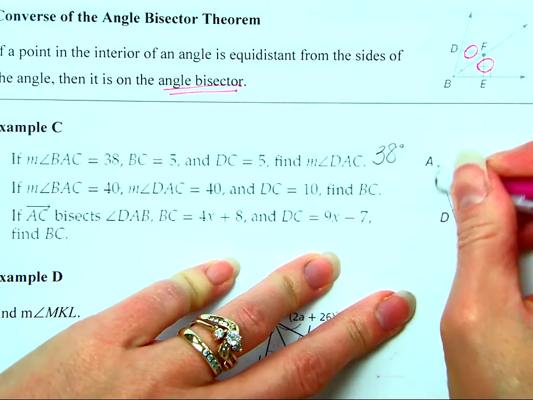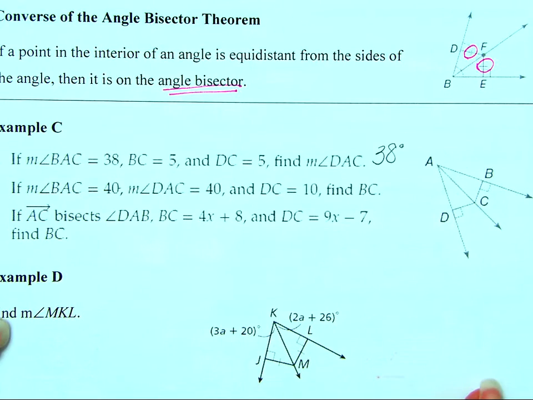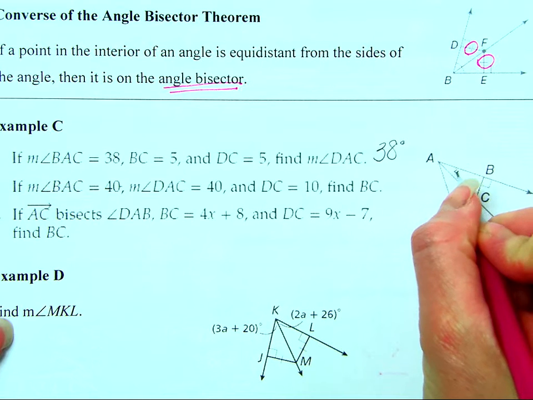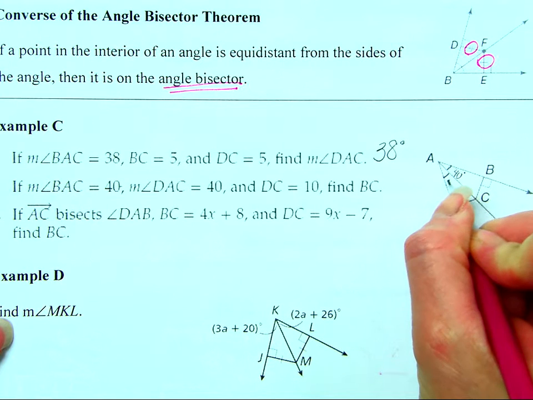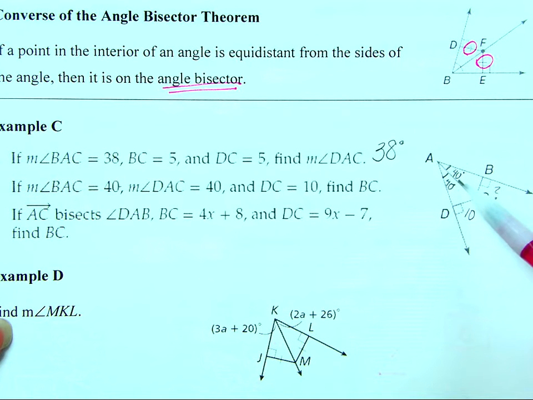Now when I go to question 2, this is kind of a reset. So then we're going to erase and start over. Question 2 tells me that angle BAC is 40 degrees and the measure of angle DAC is 40 degrees. 40 degrees here, 40 degrees here. DC measures 10. Find the measure of BC. Well, again, it's kind of the opposite. If these are both 40 degrees, my angle bisector, point C must be equidistant, and so BC would have to be 10 units.